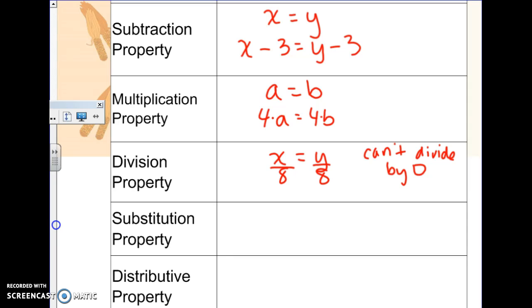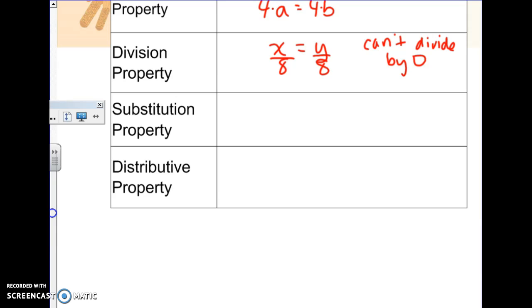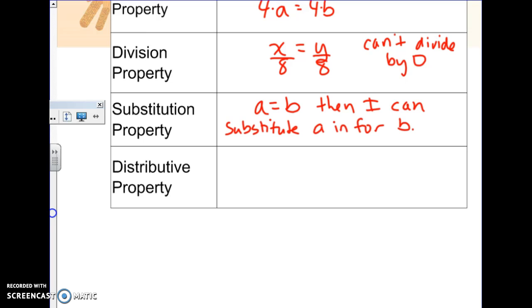All right, substitution property is something that is super important when we're doing our geometric stuff, and that says that if I have some values that are equal to each other or expressions that are equal to each other, then I can substitute A in for B in any equation or expression. So, and we've been doing that too.